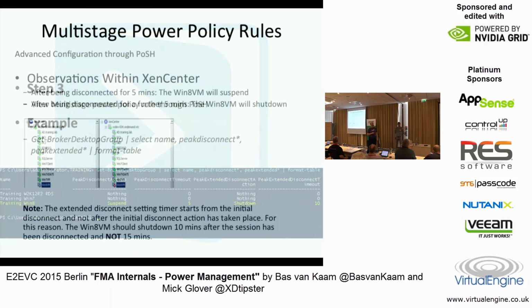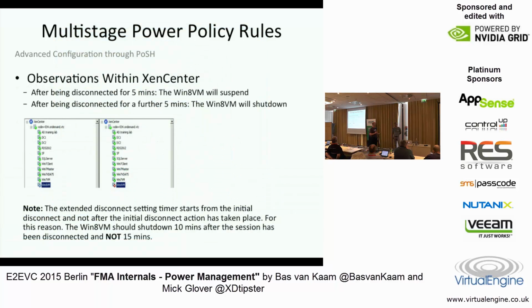And I think there definitely is, with green IT and conserving resources, something which people can look at. Observation-wise, what you'll see through XenCenter essentially is after 5 minutes, the Windows 8 VM will suspend, and after another 5 minutes, the Windows 8 VM will shut down, because you've configured your multi-stage power policy rule. So that's quite interesting. Just to note that essentially the extended disconnect power policy action kicks in once the disconnect first happens. So it's not after 15 minutes, it's after 10 minutes essentially where you'll get your extended disconnect action as well. So again, because it's hidden inside PowerShell, some people may not be aware of it, and we just wanted to talk about it really quickly.